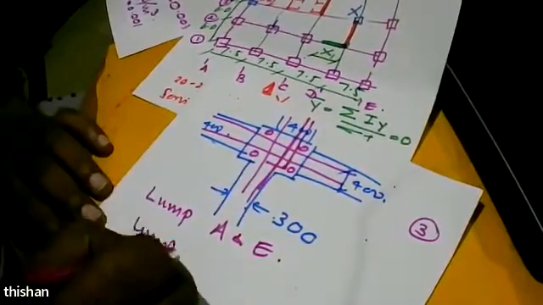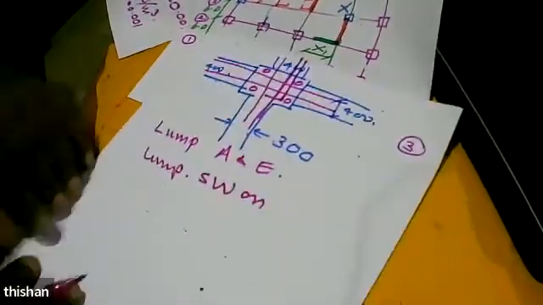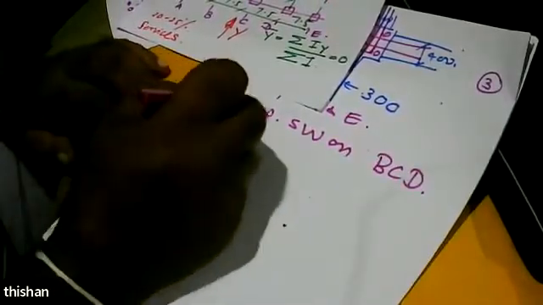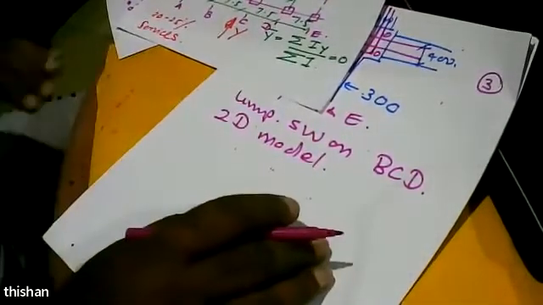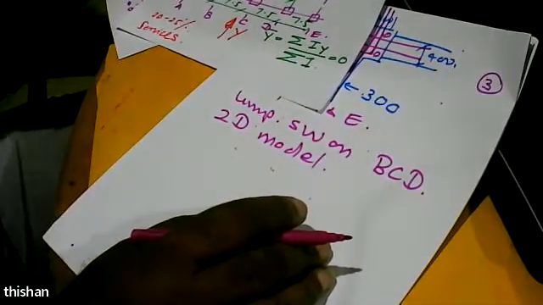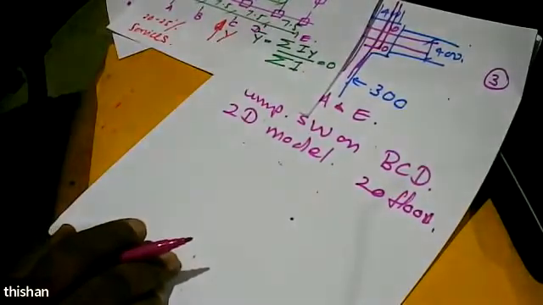Lump the shear walls on what? B, C, D. Lump them. Now we can create a 2D model. And let's say we are having 20 floors. No zoning, 20 floors, all the shear walls are continuing to the top, 20 floors.